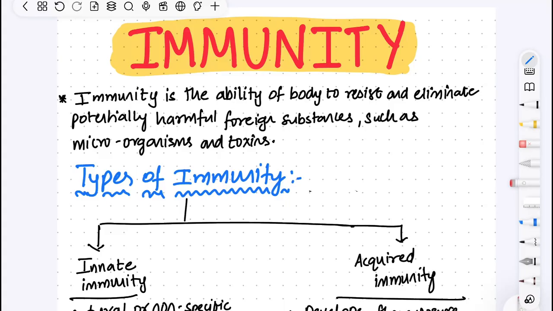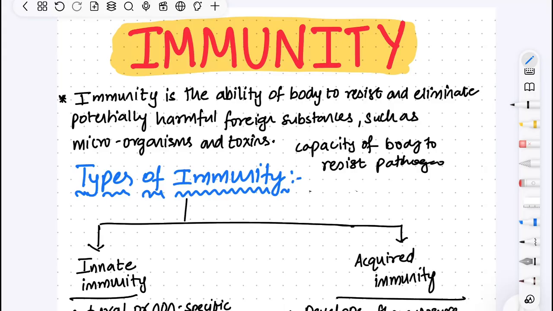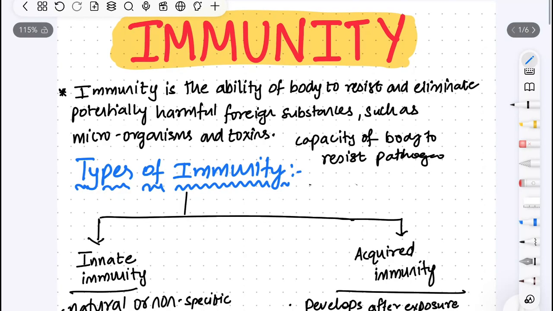Now, let us start with the definition of immunity. Immunity is the ability of the body to resist and eliminate potentially harmful foreign substances such as microorganisms and toxins. In simple words, it is the capacity of the body to resist pathogens. So, whenever a pathogen enters our body, when a microorganism enters our body, our immune system gets activated and it eliminates the pathogen. So this is the basic funda of immunity.